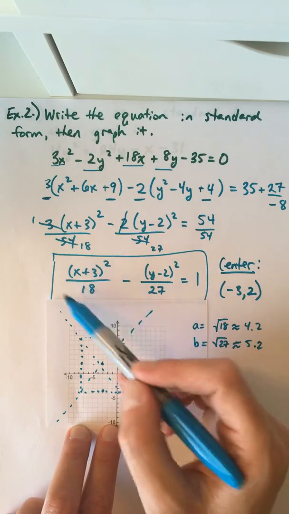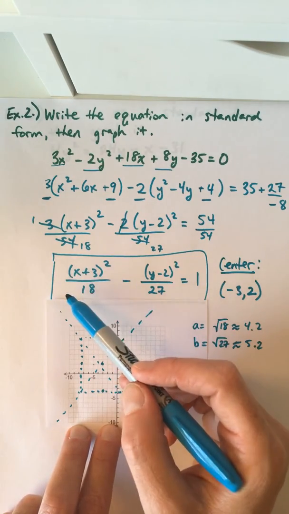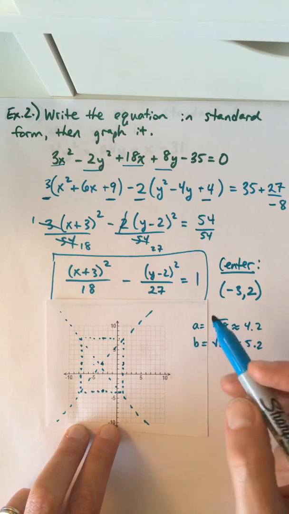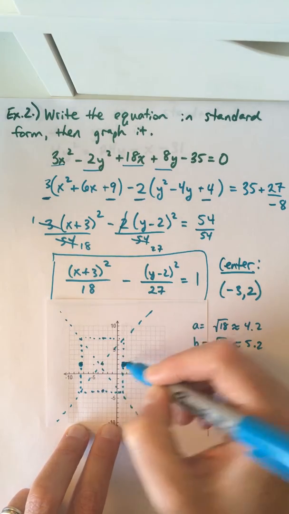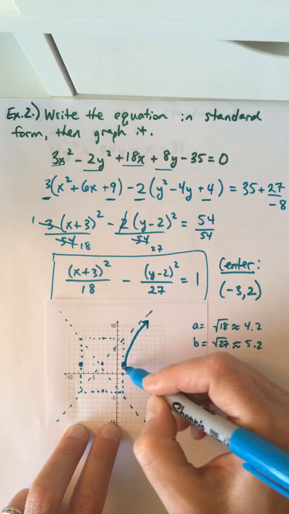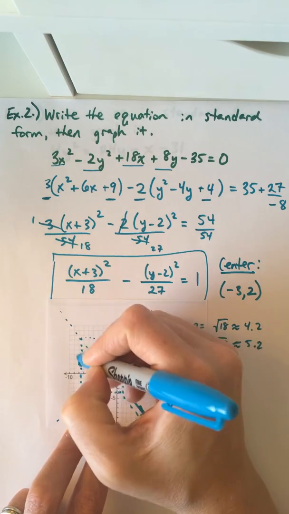For this example, because the x term is the positive term, I know that this is a horizontally oriented hyperbola. So the graph has vertices here and here, and looks like this.